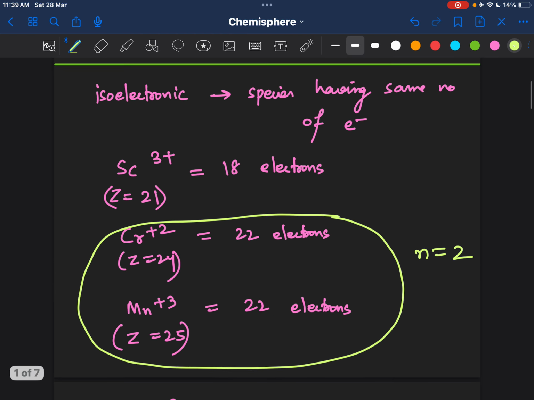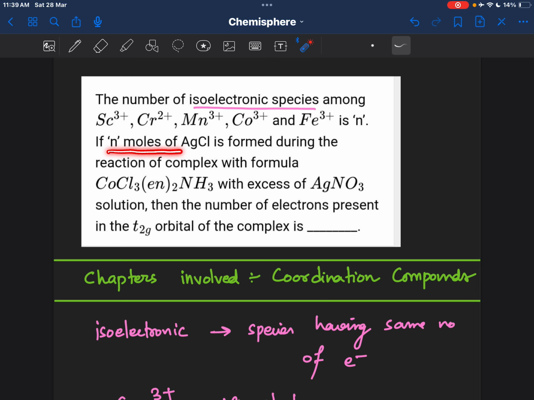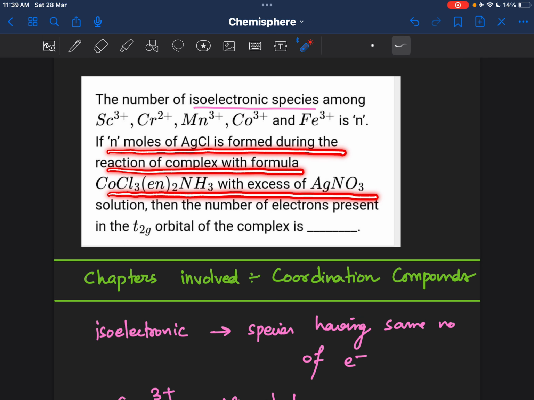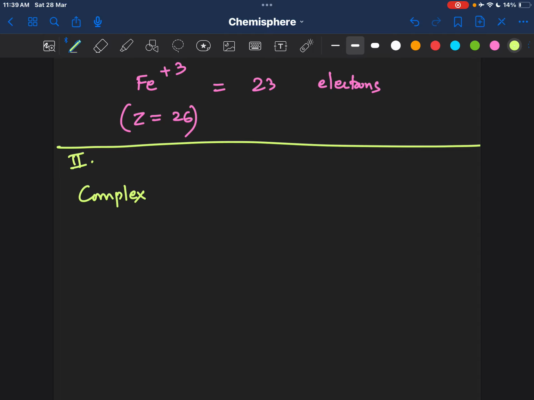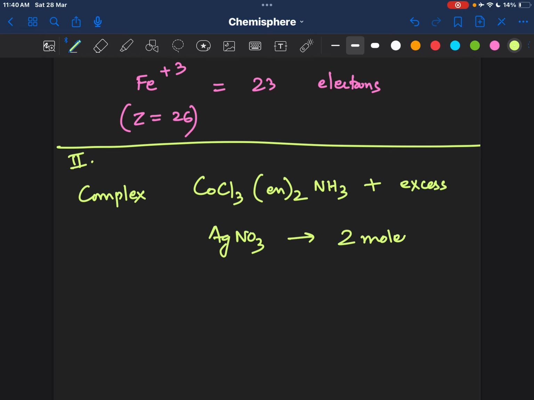Next step: if n moles of AgCl are formed during the reaction of the complex with formula CoCl3·(en)2·NH3 with excess of AgNO3. Let us write that down. This is the second part of the question: when we react the complex CoCl3(en)2NH3 with excess of AgNO3, we get 2 moles of AgCl.